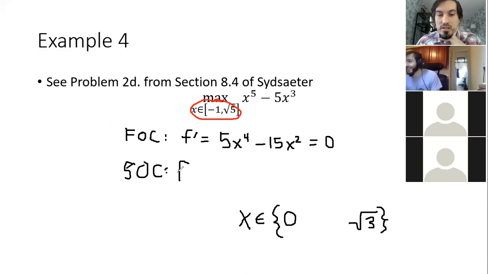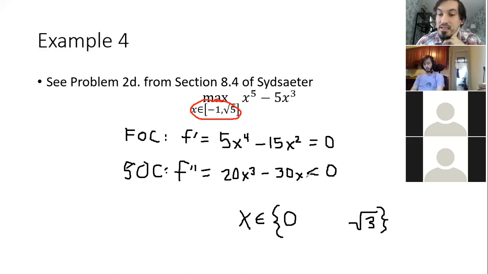What is the second order condition? F double prime equals, I'll just do it. I think you guys know how to do it. So rather than wait for you to do it, I'll say it. 20x cubed, right? Minus 30x. Okay, it should be greater than 0 or less than 0? Less than 0? Thank you. And if it's necessary, then it's less than or equal to, right?